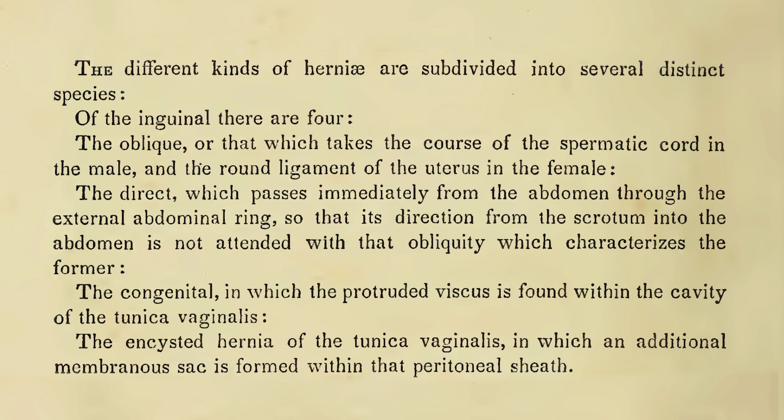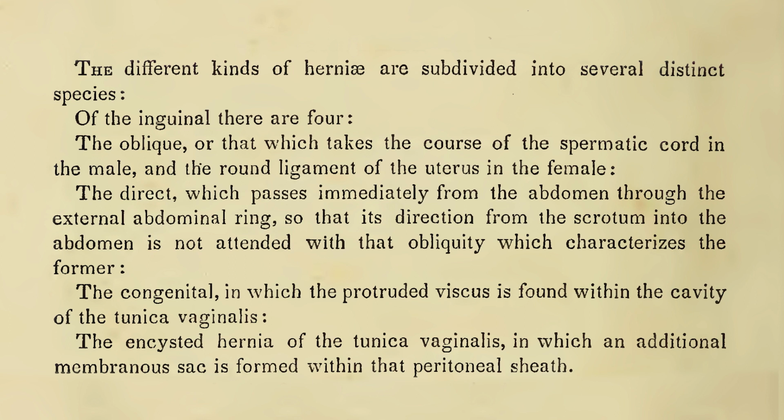Of the inguinal, there are 4. The oblique, or that which takes the course of the spermatic cord in the male, and the round ligament of the uterus in the female. The direct, which passes immediately from the abdomen through the external abdominal ring, so that its direction from the scrotum into the abdomen is not attended with that obliquity which characterizes the former.